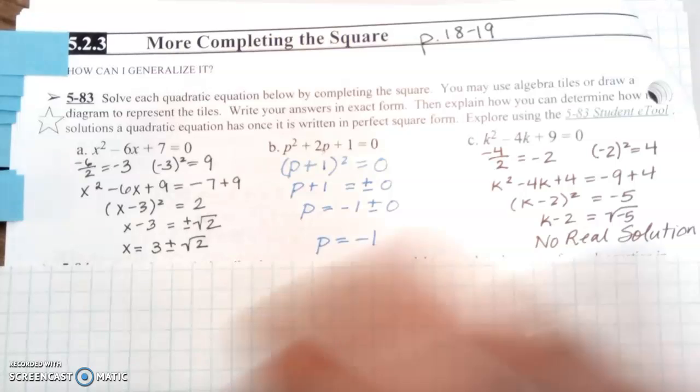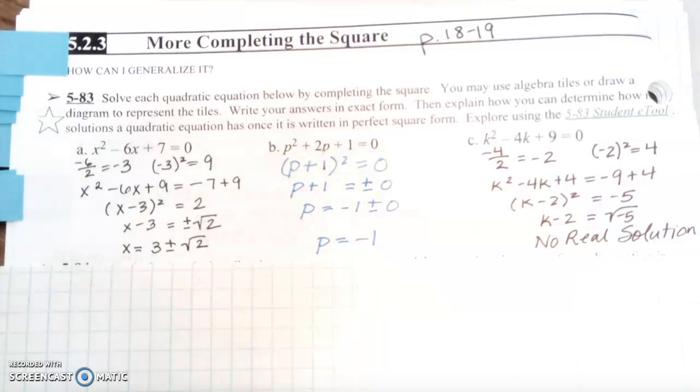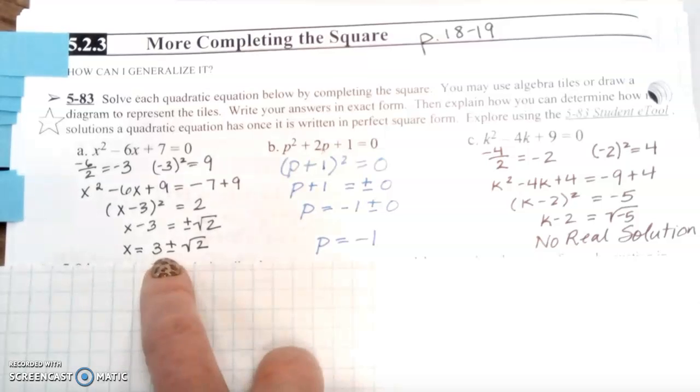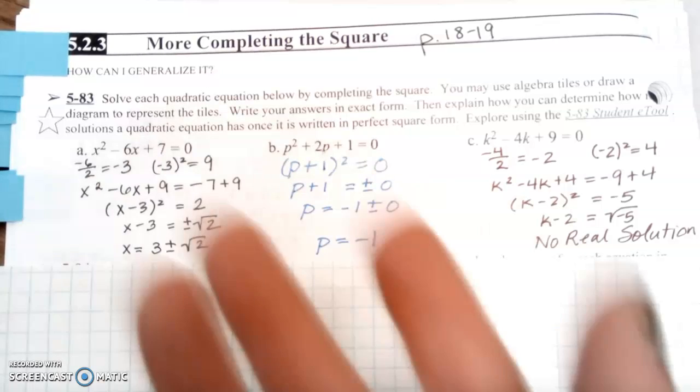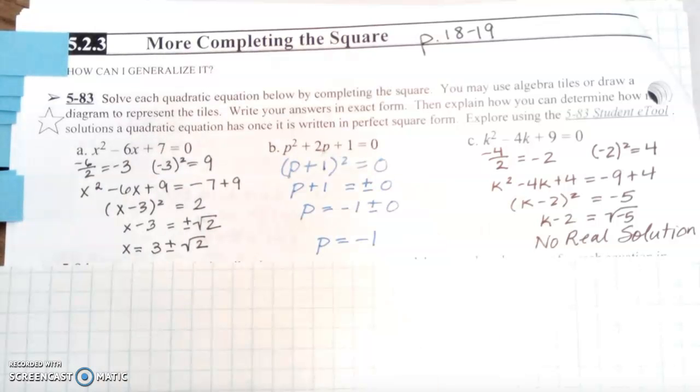It told us to write our answers in exact form, so we don't have to get the decimals this time. But if you needed the decimal, you could just type 3 plus the square root of 2 in your calculator and 3 minus the square root of 2 in your calculator, and you'd have your answer in decimal form. Now, this looks like one answer, but how many answers are really there? 2. Because of that plus minus symbol, there are actually 2 answers right there. Okay, everybody see that? Thank you. All right, let's look at problem B.